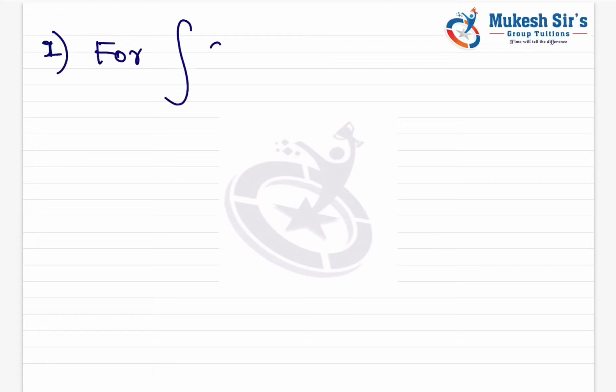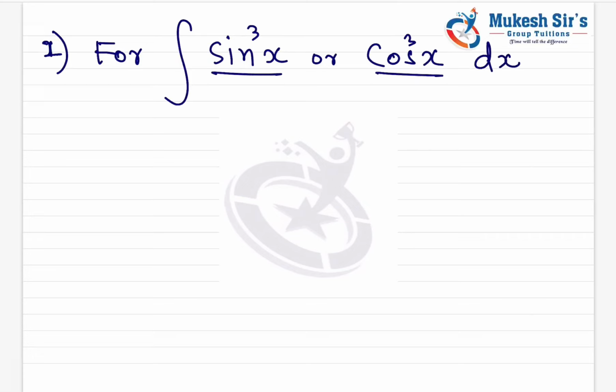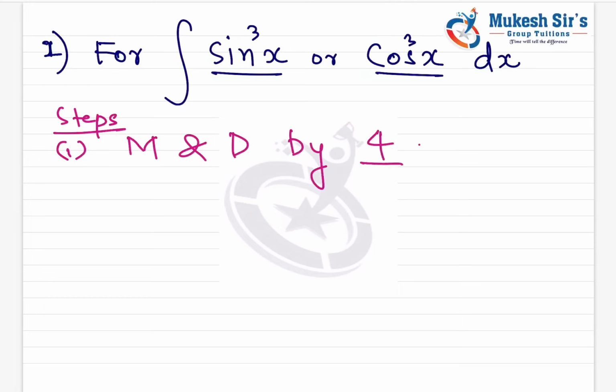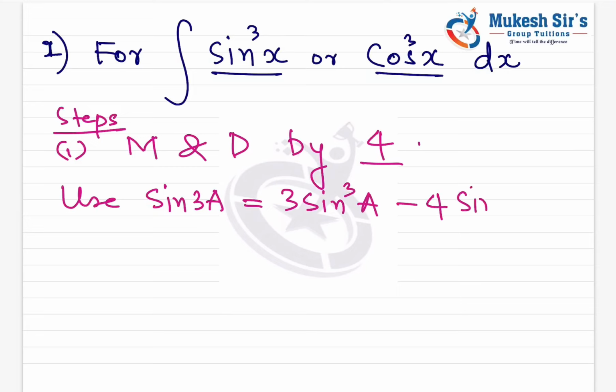And let's take one more type, the second type. For integration of sin cube x or cos cube x dx, you will have either sin cube or cos cube. When sin cube or cos cube comes, you have to multiply and divide by 4 and then use the sin 3a, cos 3a formula. Sin 3a formula is 3 sin a minus 4 sin cube a. Please learn the formula: 3 sin a minus 4 sin cube a.